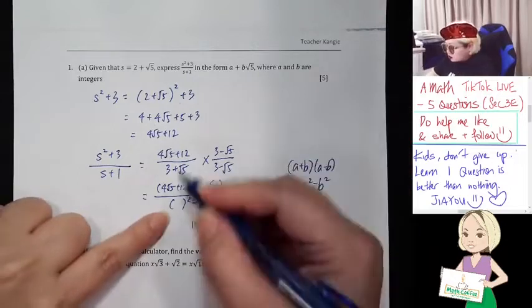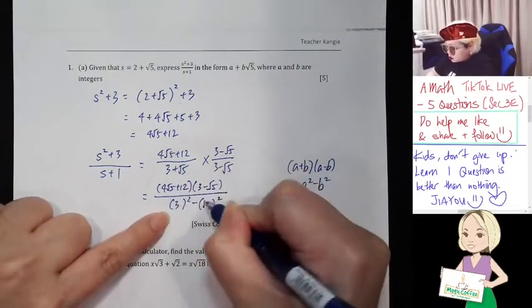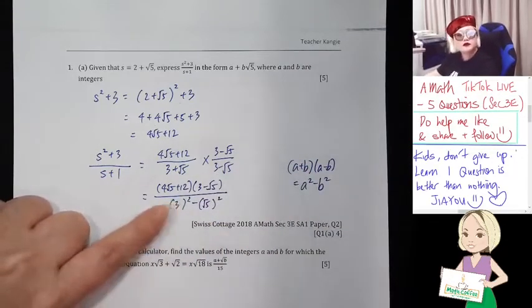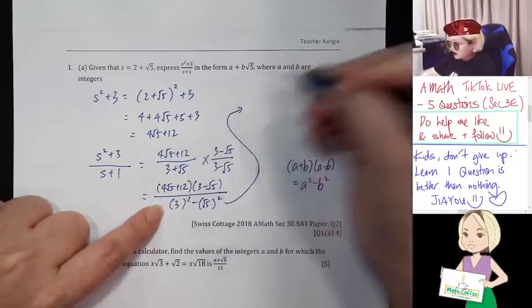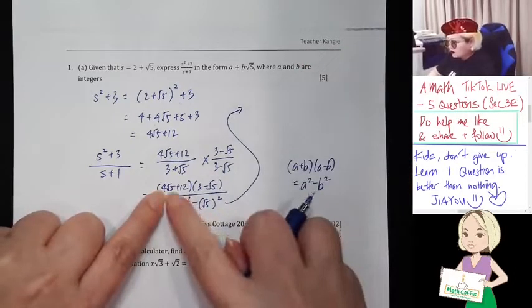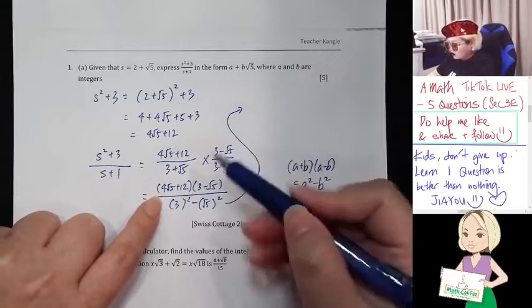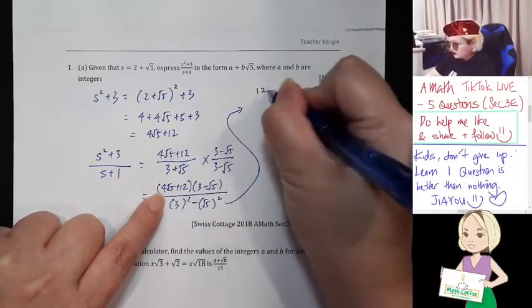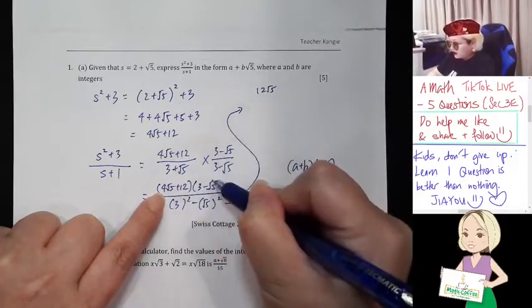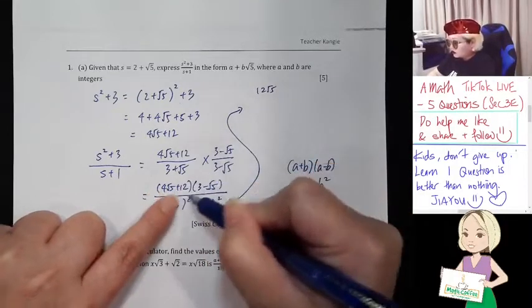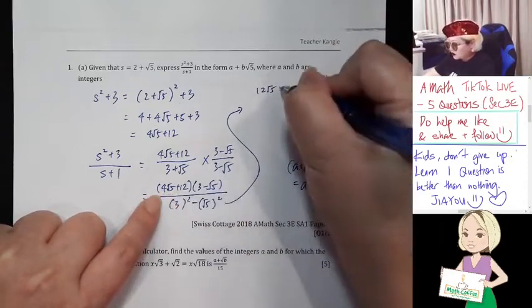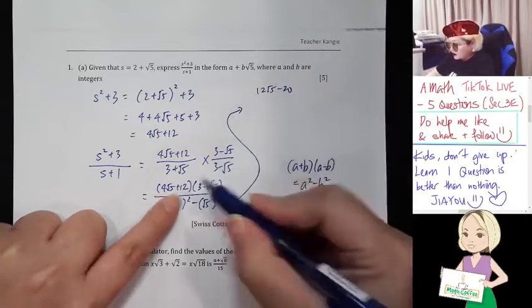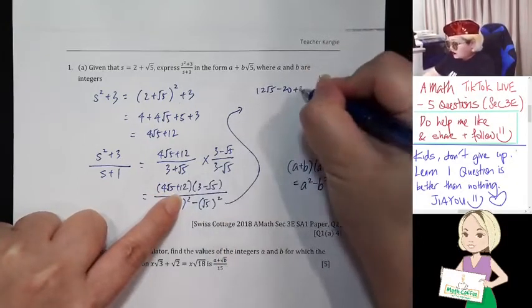Okay, so my a will be 3, my b will be square root 5. Okay, so I'm going to continue the working here. So over here, we're just going to rainbow. Yes, this one times this one gives me 12 square root 5. This one times this one gives me 4 times 5, because square root 5 times square root 5 is 5, so it's minus 20. This one times this one will be plus 36.